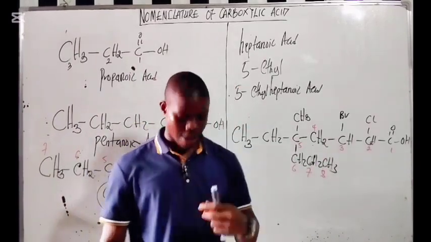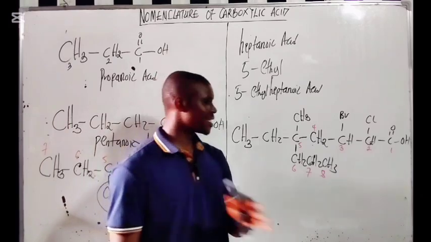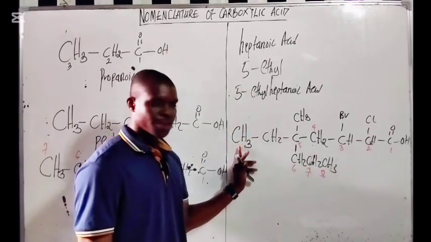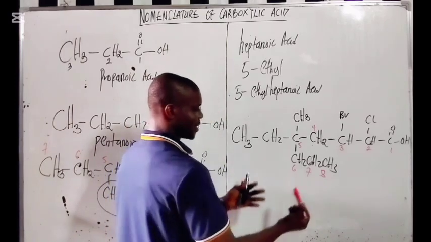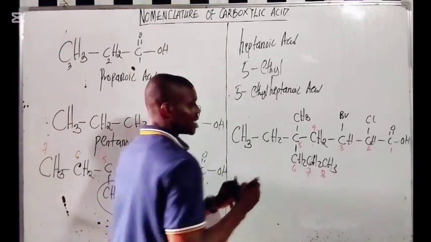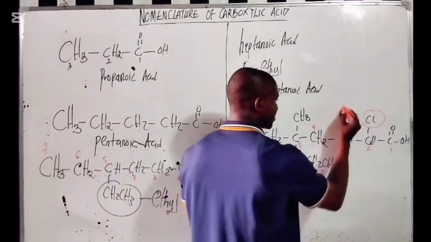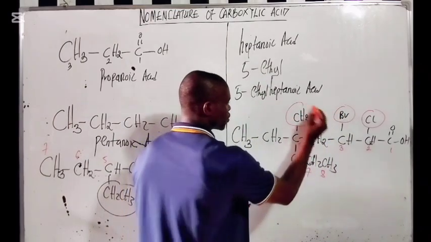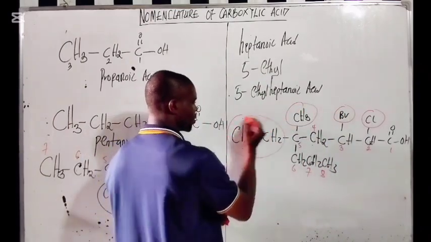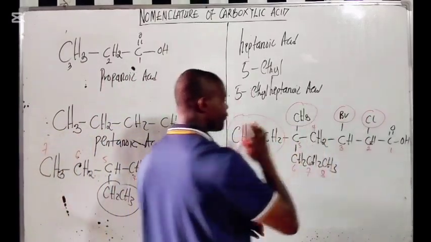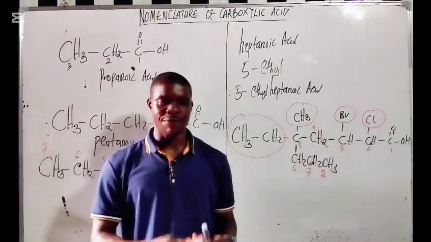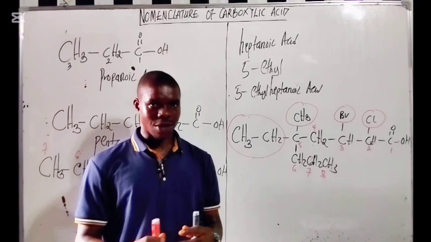But in the exam, they will take from here to here, which is going to be wrong. So if I take from here to here, it is going to be 8. You find that this is a substituent, this is a substituent, this is a substituent, and this is a substituent here. So how many substituents do I have here? 1, 2, 3, 4, 4 different substituents.